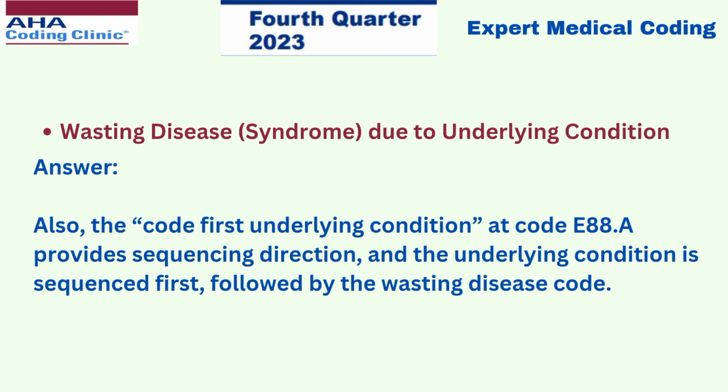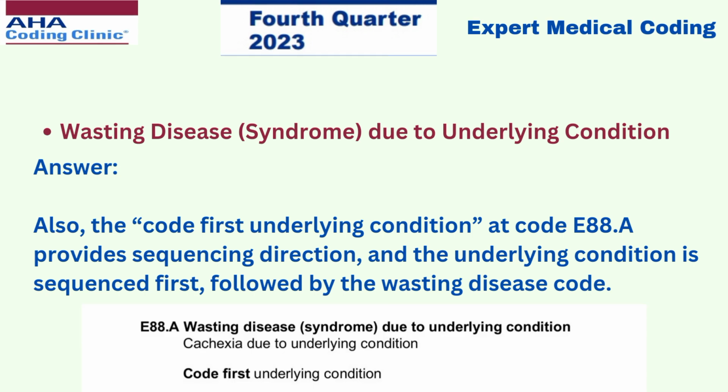Also, the code first underlying condition note at code E88.A provides sequencing direction, and the underlying condition is sequenced first, followed by the wasting disease. So if you go to the tabular and search for E88.A, you can see the code first instruction, that is code first underlying condition. So we have to code the underlying condition first, then we have to code this manifestation code. So in this scenario, the underlying condition is dementia, so that we have to assign as PDX, and E88.A, that is wasting disease syndrome due to underlying condition, should be given as secondary code.